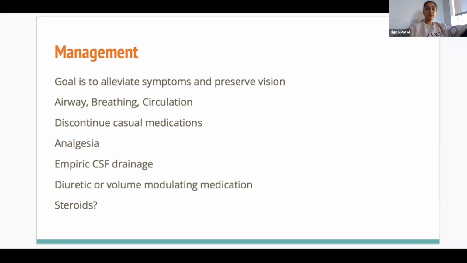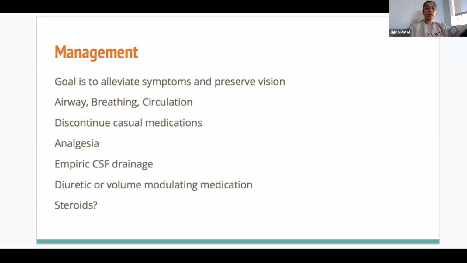So the management for this patient: all patients that come into the ED, obviously you want to initially stabilize them and look at their ABCs. These patients, if they have significantly increased intracranial pressure, it can lead to Cushing's triad. So you really want to keep that in mind. Look out for any sort of hypertension, bradycardia. Irregular respiration is usually a later sign. So just keep this in mind.